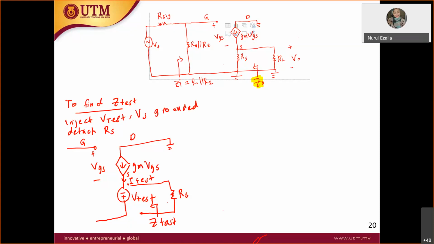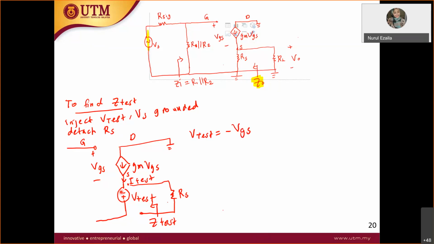So this one is grounded, let me highlight over here. Therefore, V test is connected to the gate and source, so V test is equal to the negative VGS. V test equal to the negative VGS, if you can see from here. So this is your V test.